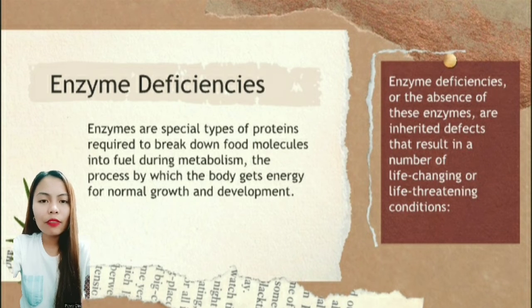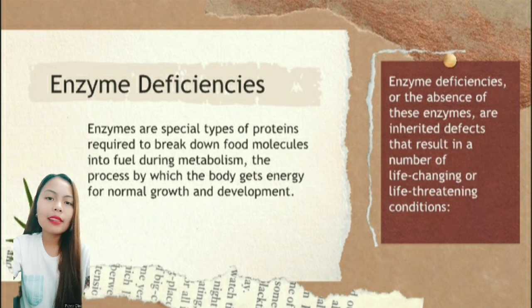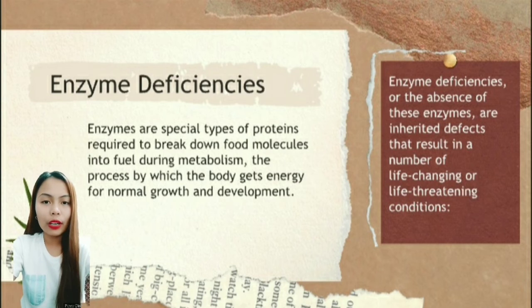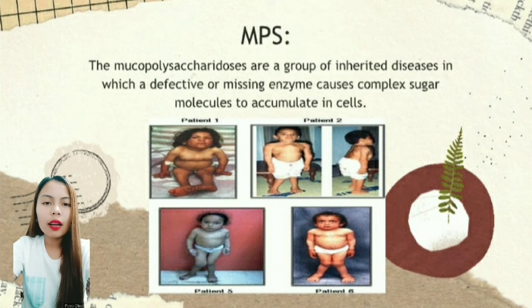Moreover, enzyme deficiencies are inherited defects that may result in a number of life-changing or life-threatening conditions. Meaning to say, enzyme deficiencies can be passed down from parents to their offspring or children. So are you familiar with the word mucopolysaccharidosis or MPS? This is a group of inherited diseases wherein there are defective or missing enzymes that cause complex sugar molecules to accumulate in cells.